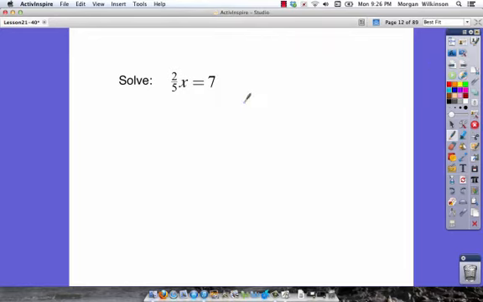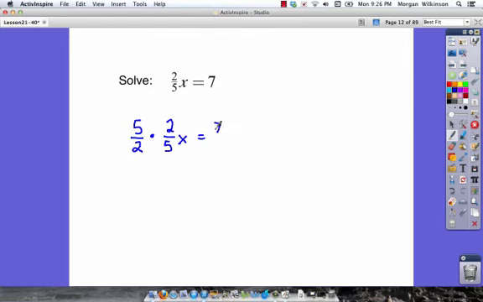Let's look at another problem. We want to solve 2/5 x is equal to 7. Now this one is similar to the second style that we used to solve our last problem. It's hard to know what we multiply 2/5 by in order to get to 7. So let's go ahead and use the reciprocal of 2/5 to help us find what x is equal to. We know the reciprocal of 2/5 must be 5/2. So we're going to multiply this by 5/2.